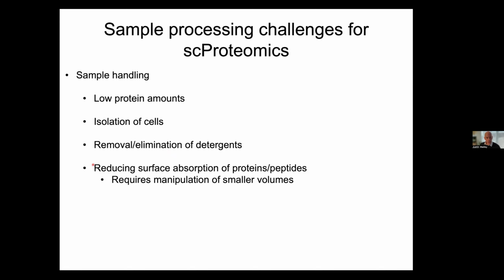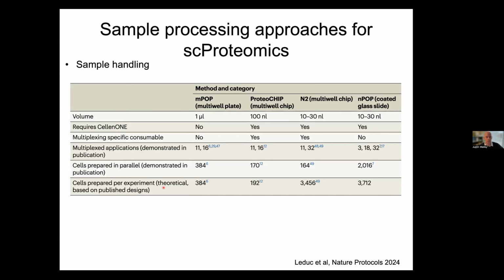And then because of the low sample amounts, we really need to work on reducing volumes of the samples, because as samples get diluted, peptides in low abundance really will start absorbing very strongly to the walls of the tubes that we use and you lose sample that way. So again, it requires miniaturization of the volumes used to handle samples.